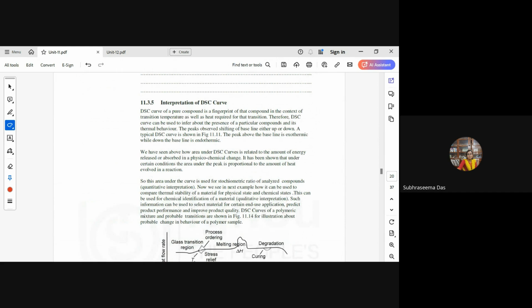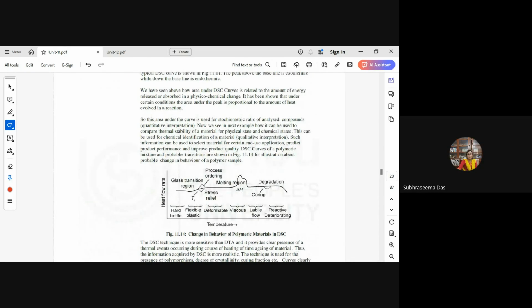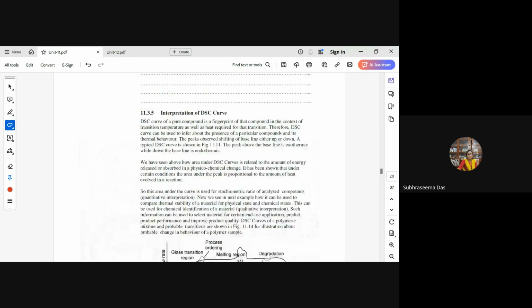Now coming to interpretation of a DSC curve. As we have seen the interpretation of a DTA curve, the interpretation of a DSC curve also shows the various behavioral changes that occur in a material with respect to temperature. The DSC curve is also referred to as a fingerprint of the compound in context to its glass transition temperature and melting temperature. Therefore, DSC also gives us much information about the thermal behavior of a material.